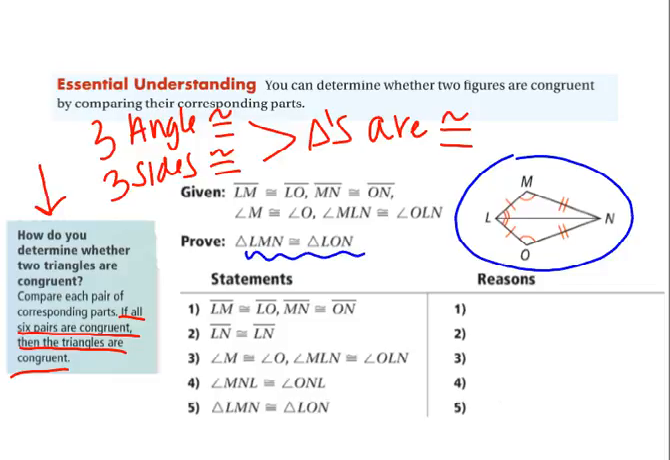Let's start with our statements. They say segment LM is congruent to segment LO. Segment MN is congruent to segment ON. They just took that from right here. That's a given. Given. LN is congruent to segment LN. That is just the reflexive property.